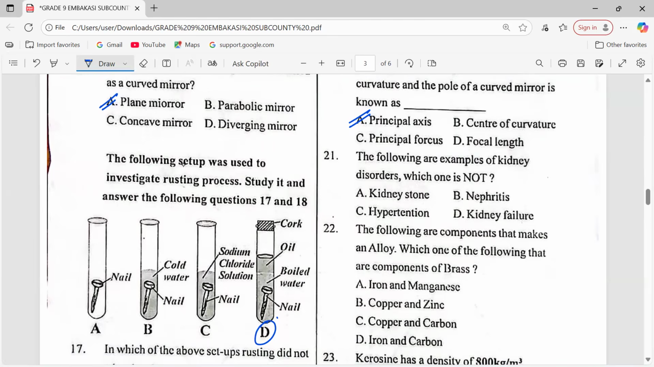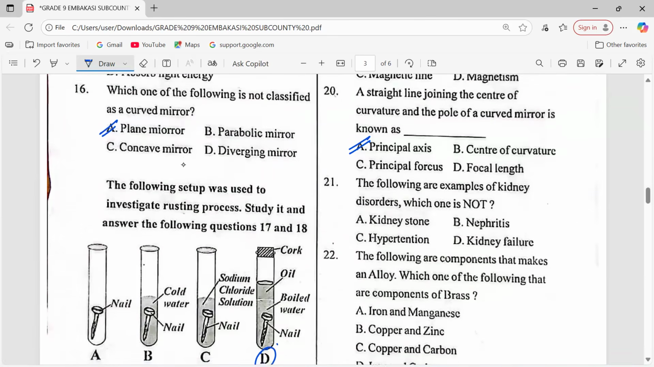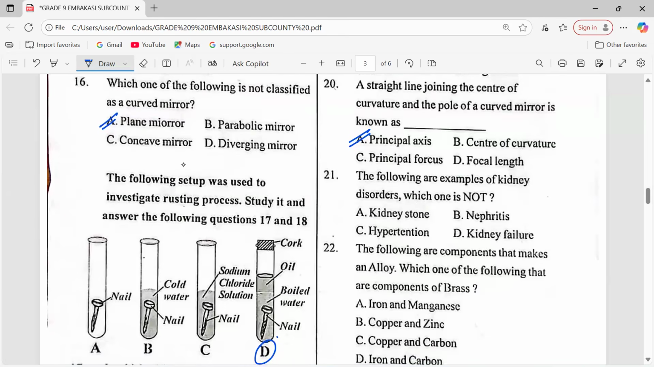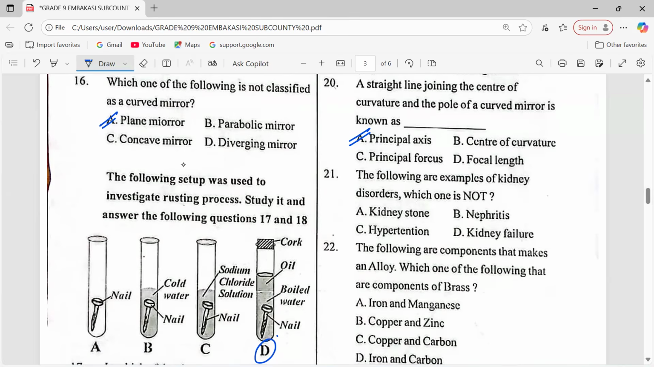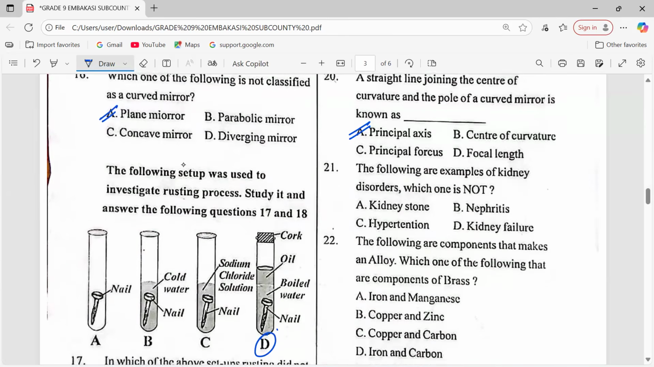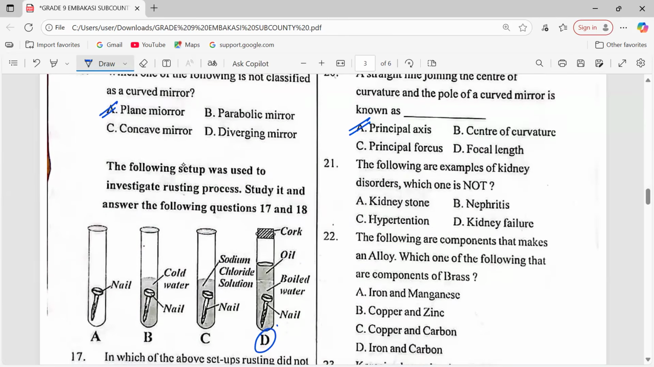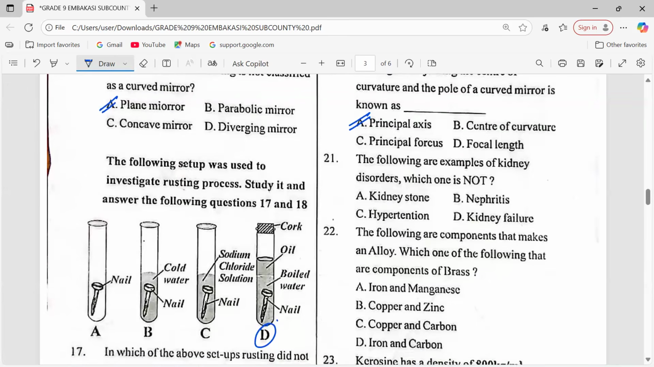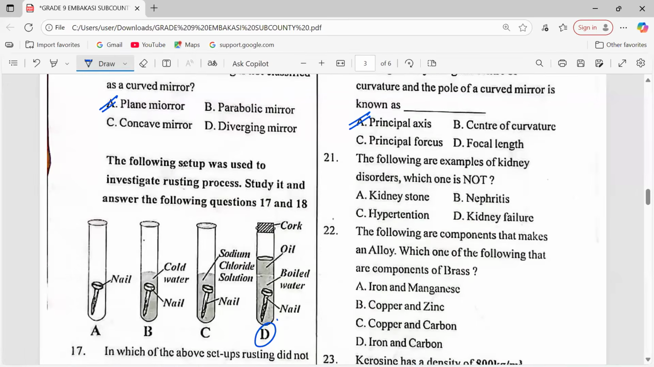Our principal focus is the point where lines or rays of light that are close to the principal axis and parallel converge after reflection for a concave mirror. And for convex mirrors, it is a point where rays that are close and parallel to principal axis seem to diverge from after reflection by the mirror. Focal length, of course, is the distance from the pole to the principal focus.